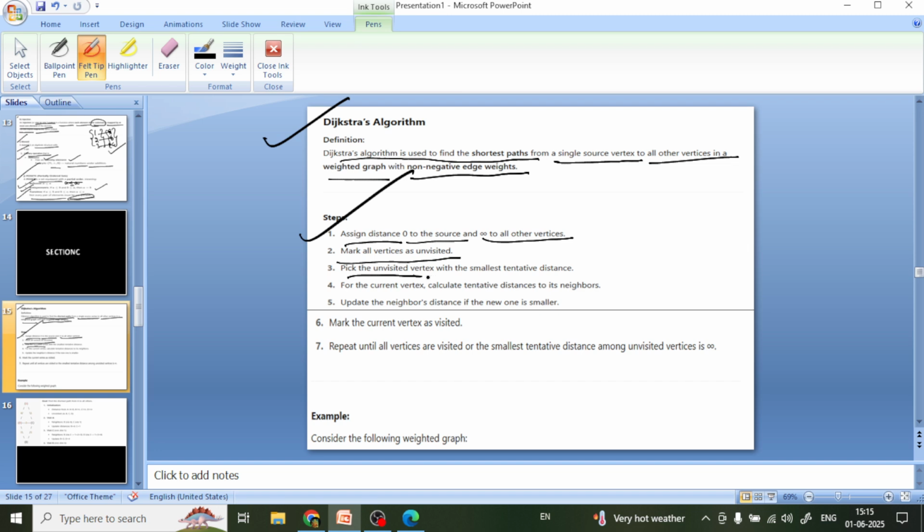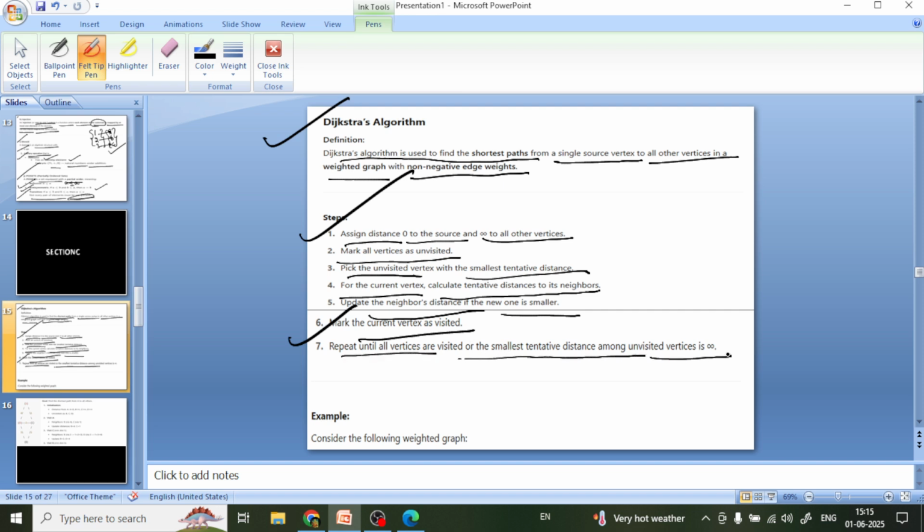Pick the unvisited vertex with the smallest tentative distance. You have to choose the smallest distance. For the current vertex, calculate the tentative distance to its neighbors and update the neighbor's distance if the new one is smaller. And then mark the current vertex as visited. Repeat until the smallest tentative distance among unvisited vertices is infinite.